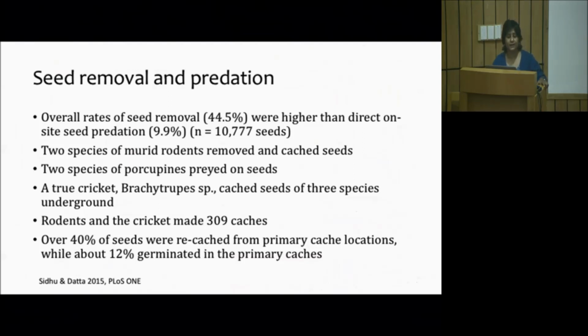So the rodents and cricket made 309 caches, and over 40% of the seeds were recached from the primary cache locations. Studies in the neotropics have shown that rodents not only take it at one time, they do multiple caching. They will move the same seed multiple times over, and ultimately the dispersal distance of the seed from the original site might be quite high. We also found that about 12% germinated in the primary caches.